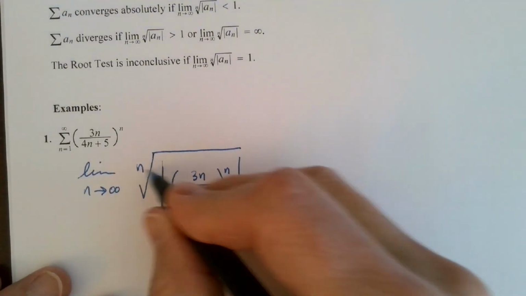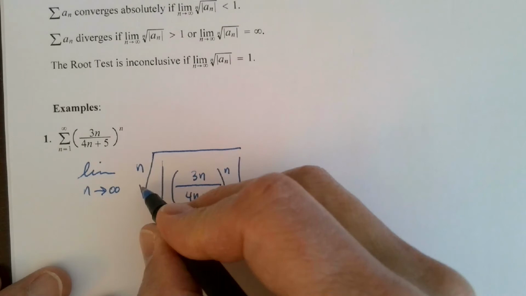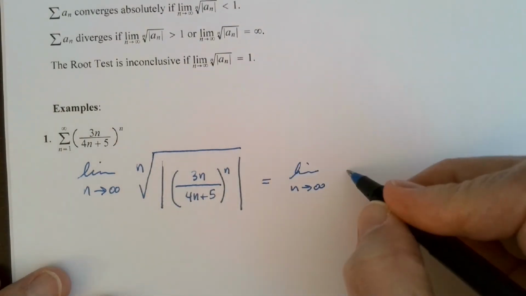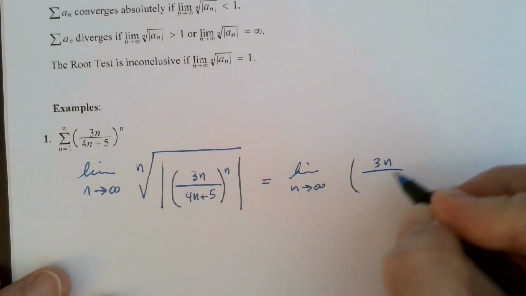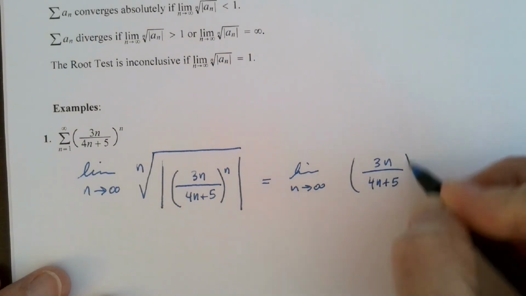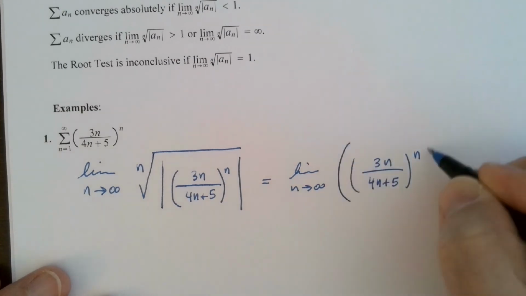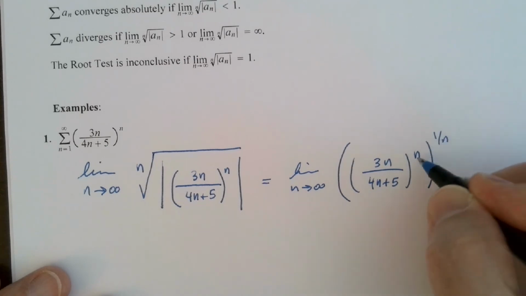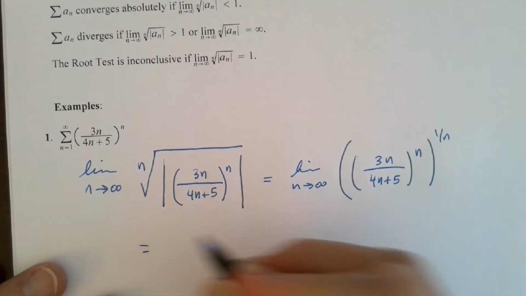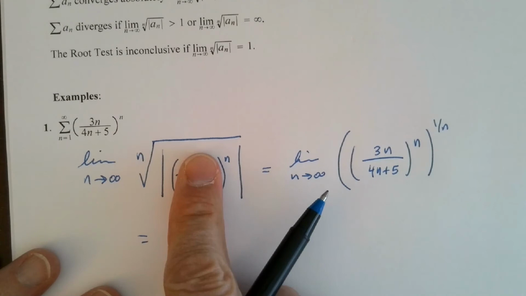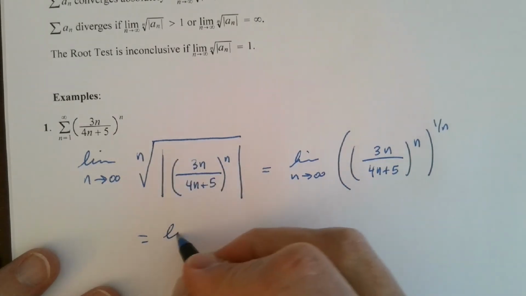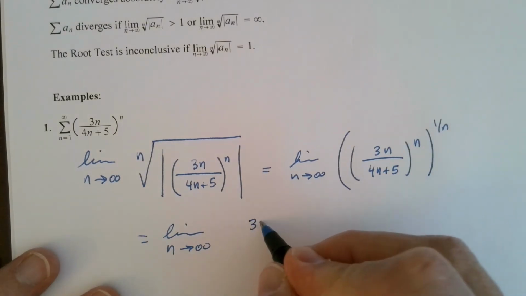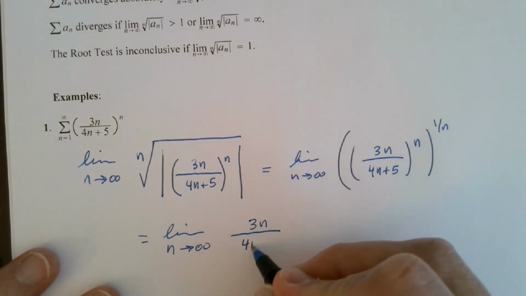And when I take the nth root of something to the nth power, what happens? The nth root is the same as a fractional exponent, right? So 3n over 4n plus 5 to the n, and then the nth root is the same as the 1 over n power. But here, what do we do with these exponents? We multiply them, right? n times 1 over n is just 1. Some of you already knew that. The nth root of something to the nth power, they cancel each other out. They're inverse operations. And we're just left with 3n over 4n plus 5.